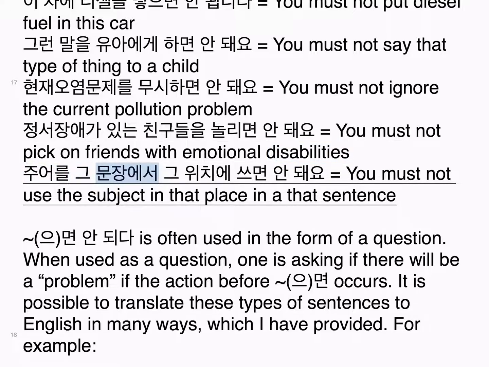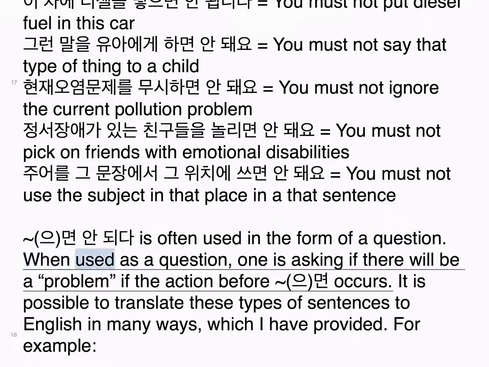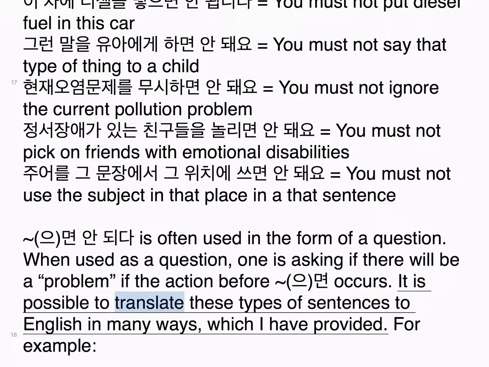주어를 그 문장에서 그 위치에 쓰면 안 돼요. You must not use the subject in that place in that sentence. 으면 안 되다 is often used in the form of a question. When used as a question, one is asking if there will be a problem if the action before 으면 occurs. It is possible to translate these types of sentences to English in many ways, which I have provided.